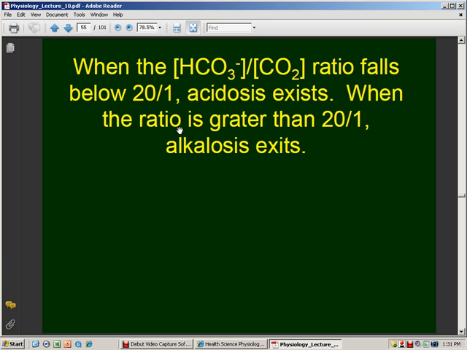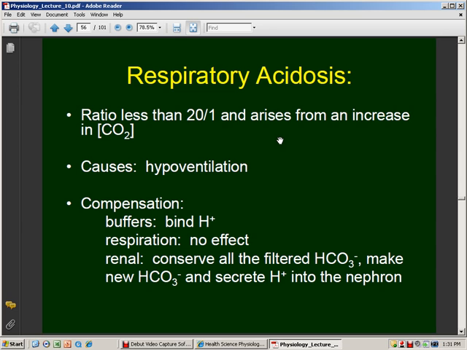Yep. And if the ratio goes greater than 20 to 1, it's alkalosis. And what if it goes greater than 20 because you have too much bicarbonate? It's metabolic. Metabolic what? Over 20. Yep, so it's alkalosis, metabolic alkalosis.